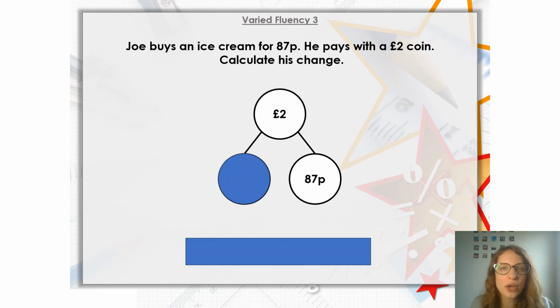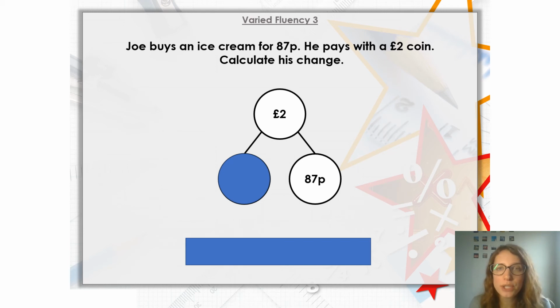Okay, so Joe is going to buy an ice cream for 87p. He pays with a £2 coin. How much change would he get? So this is the part whole model, but actually it's very similar to the bar model we just had a look at. We've got what he paid with at the top, £2, and then one of our parts is 87p, which is the cost of the ice cream, and the missing one is our change.